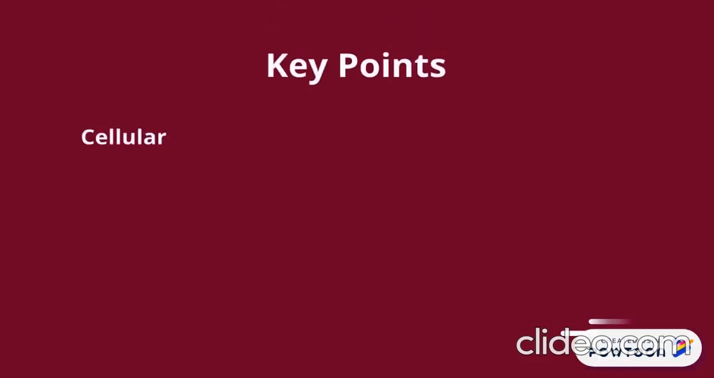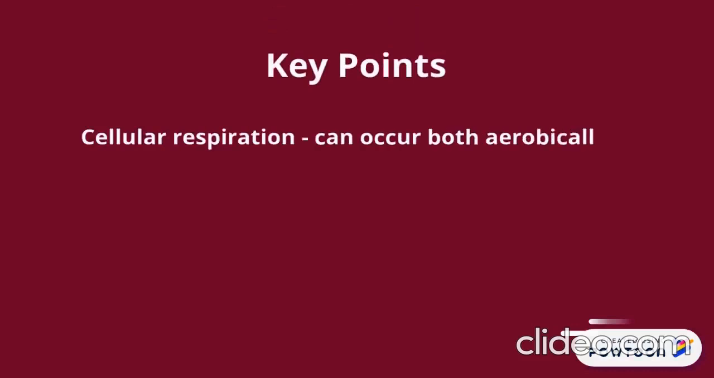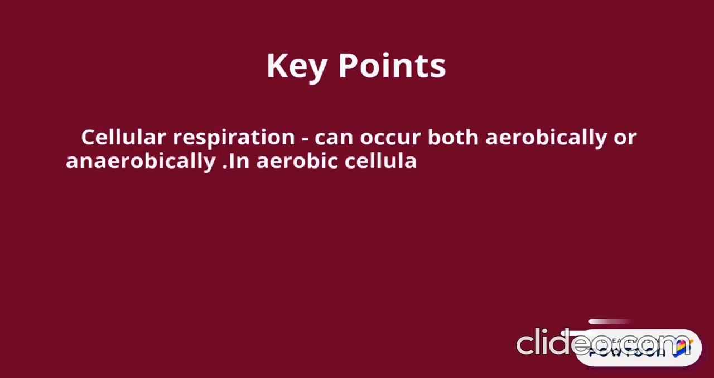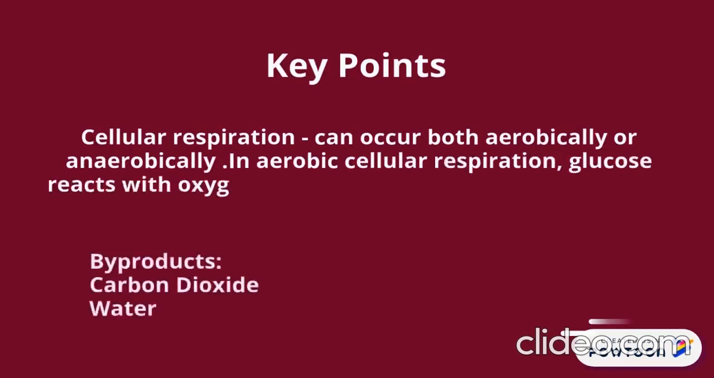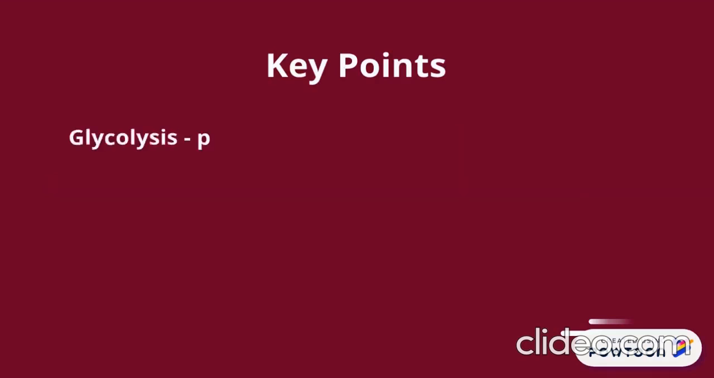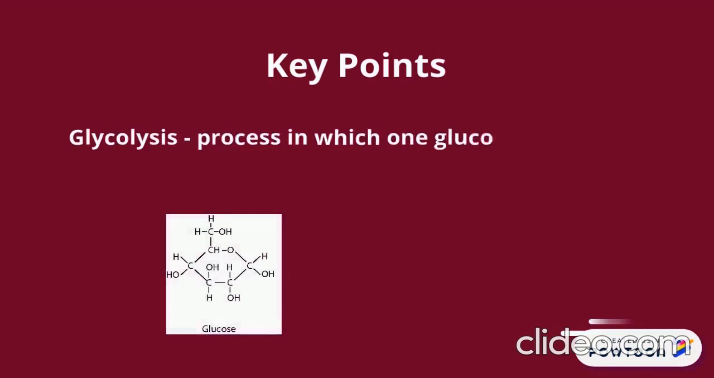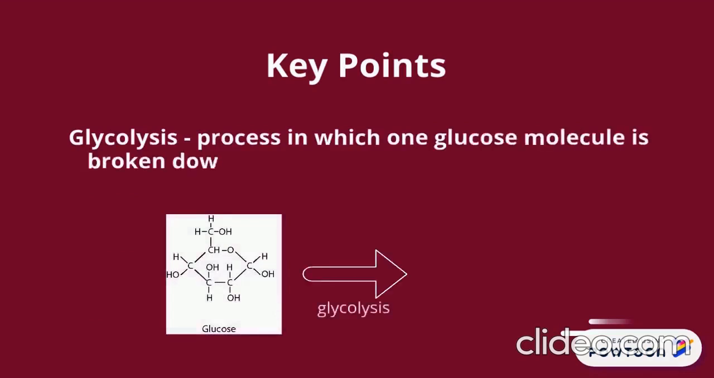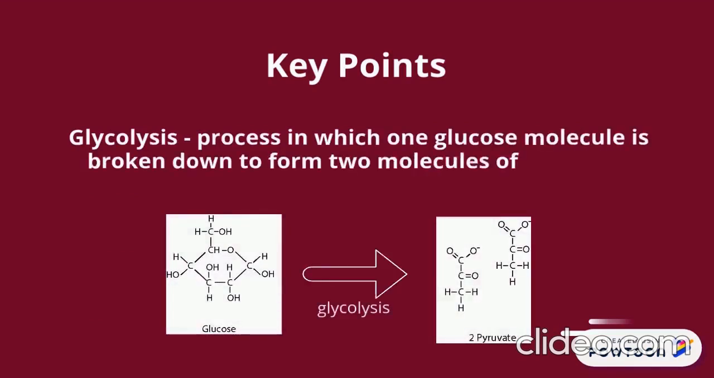Cellular respiration can occur both aerobically or anaerobically. During aerobic cellular respiration, glucose reacts with oxygen, forming ATP that can be used by the cell. Carbon dioxide and water are created as byproducts. Glycolysis is the process in which one glucose molecule is broken down to form 2 molecules of pyruvate.